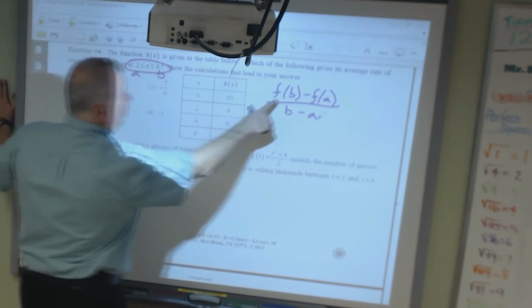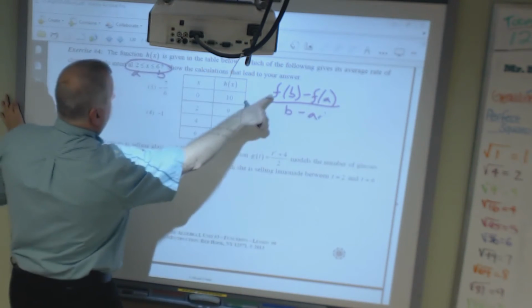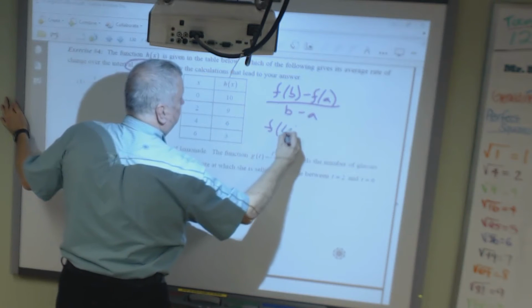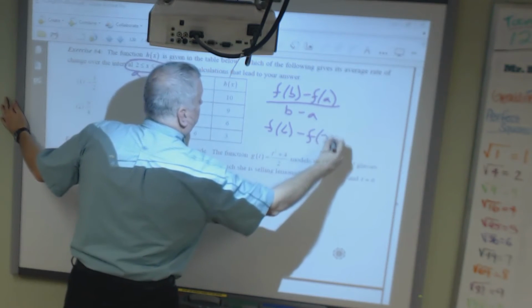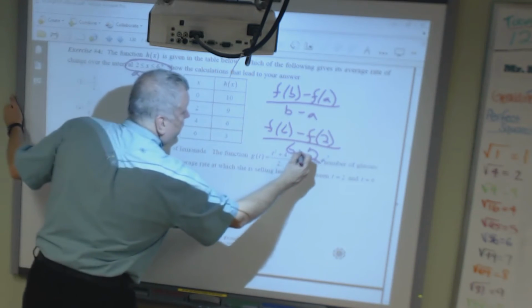So now, wherever I see the A, I'm going to put the 2, and wherever I see the B, I'm going to put the 6. So we have f of 6 minus f of 2, all over 6 minus 2.